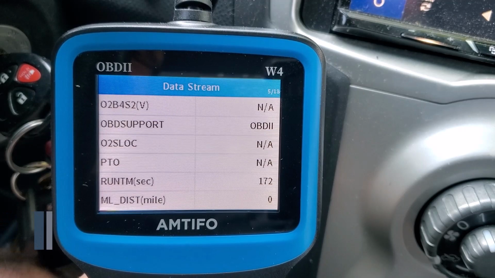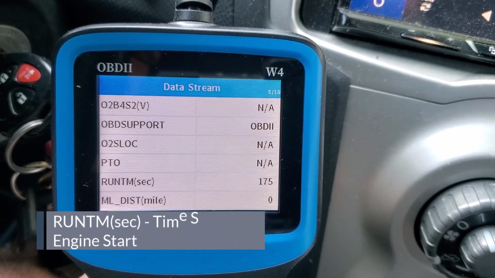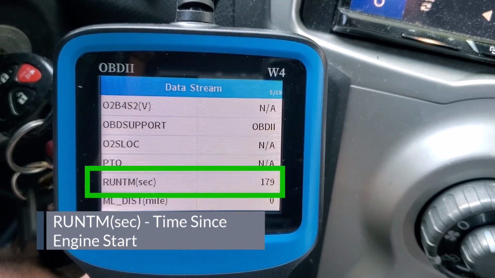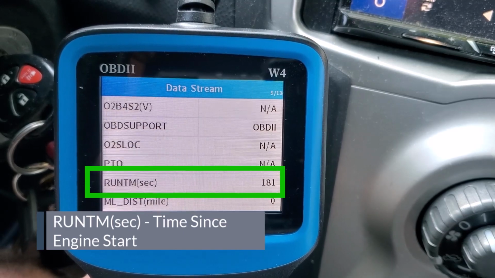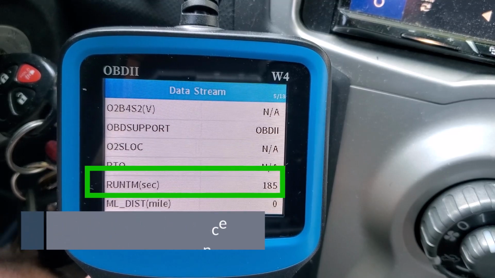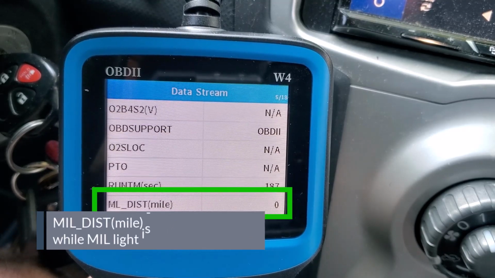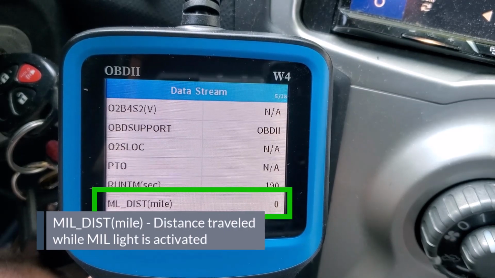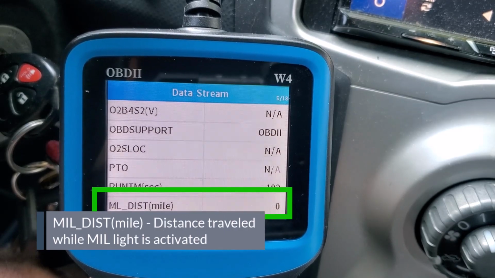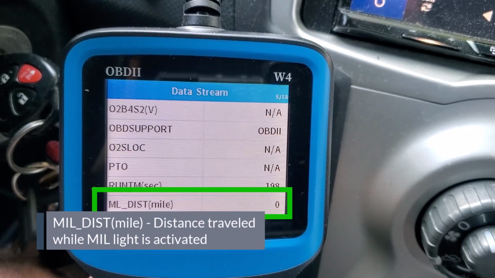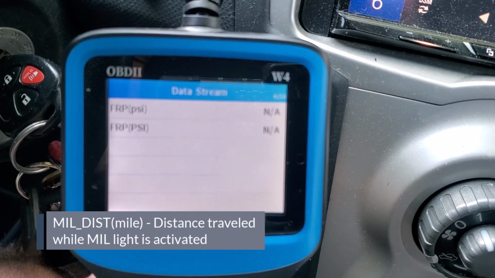Okay, next is runtime, and this is in seconds, and as you can see, I just restarted my car, and my runtime is 179 seconds. So just how long the engine's been running since you started it. Next is MIL. Well, this says ML dist mile, but it's your malfunction indicator light. So this would probably be MIL distance in miles, the distance traveled with that malfunction indicator lamp on.